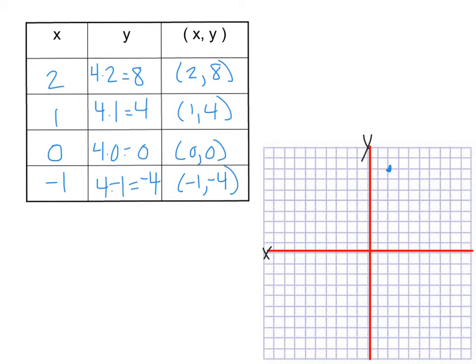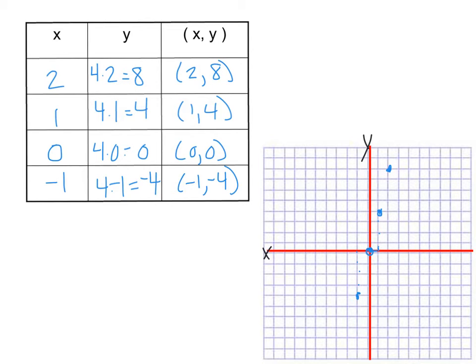The next point is 1, 4. So starting at the origin, I'm going over 1, and then I'm going to go up 1, 2, 3, 4, and put a dot. The next point is 0, 0. That's easy. That's right at the origin. And the next one is -1. So starting at the origin, I'm going to go left to -1, and then I'm going to go down 1, 2, 3, 4.